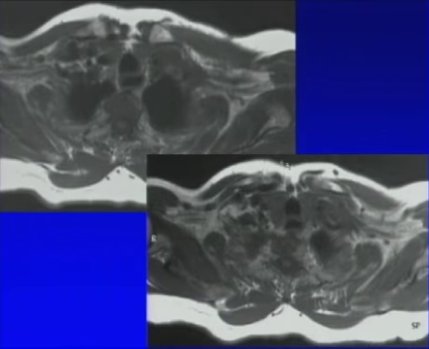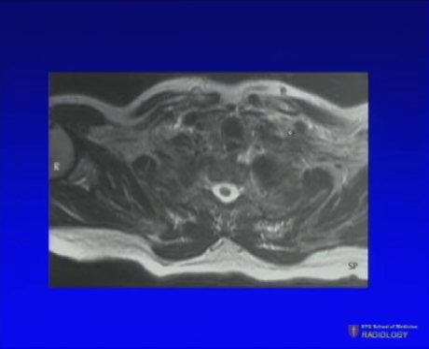You can see it on the axial T1 weighted image, a very stellate soft tissue lesion right at the thoracic inlet. Here's the clavicular head. And again, very ill-defined soft tissue. And on the T2 weighted image, slightly hyperintense. And this was presumed to be metastatic involvement.